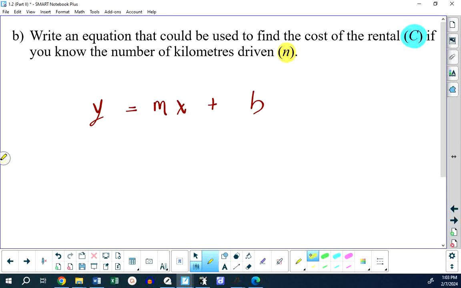So, does the number of kilometers depend on his bill, or does the bill depend on the number of kilometers? Well, the bill depends on the number of kilometers. So this is our C. Our X is the number of kilometers. What do we multiply the number of kilometers by? 0.75. What do we add to that? 45.95.